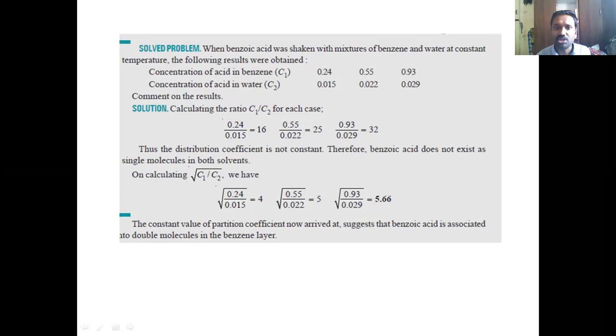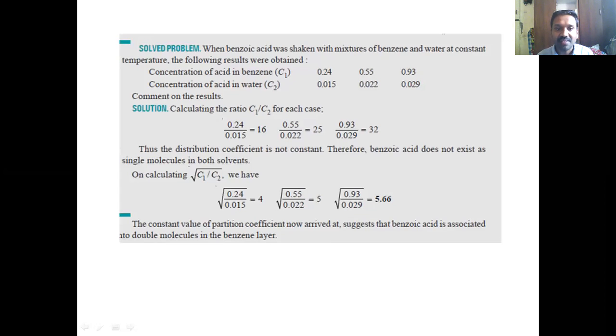0.24 divided by 0.015, you get 16. And 0.55 divided by 0.022, you get 25.32. It's not obeying the distribution law, right? Because simply, the distribution law tells that for any concentration, you should get the K value constant. But it's not happening here. Why? Then we have to reason this out. Why is this not happening?